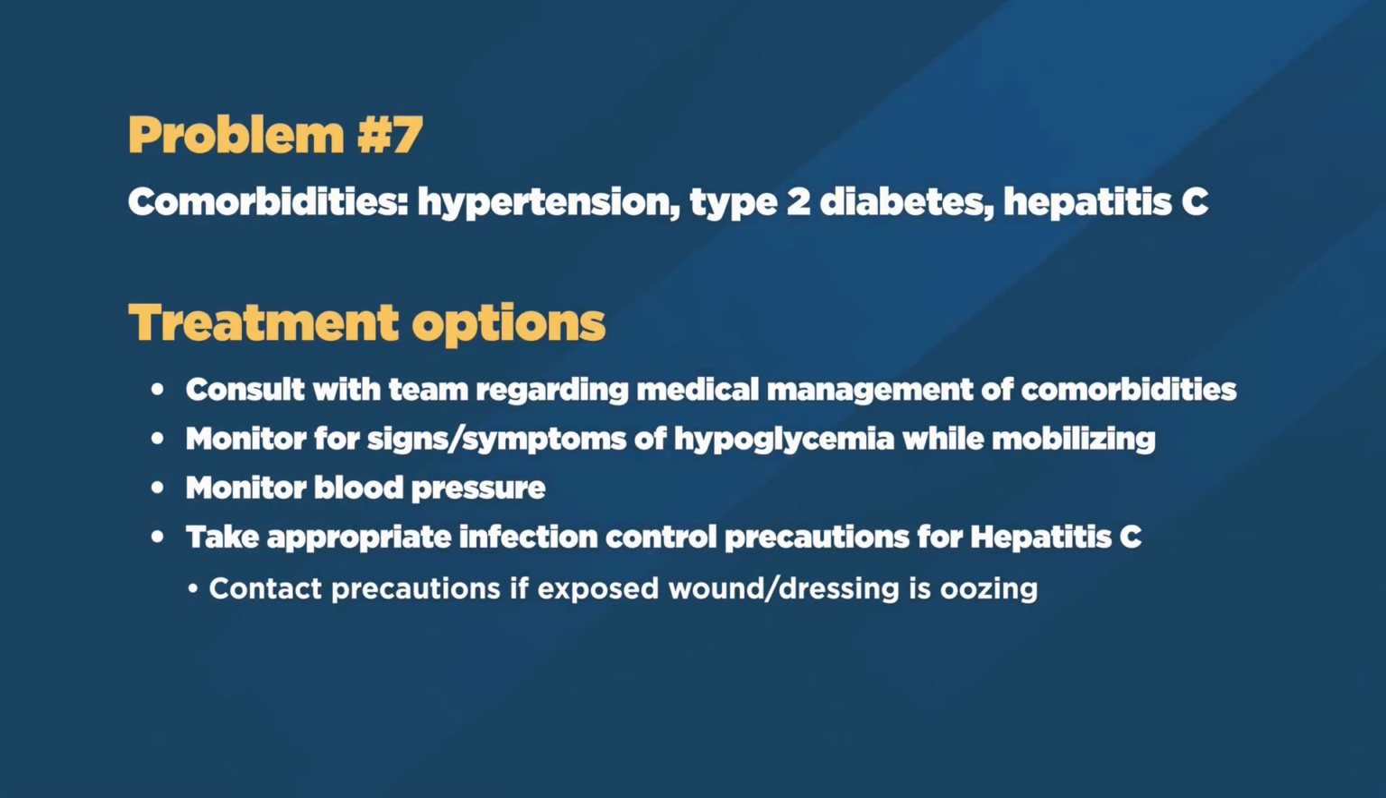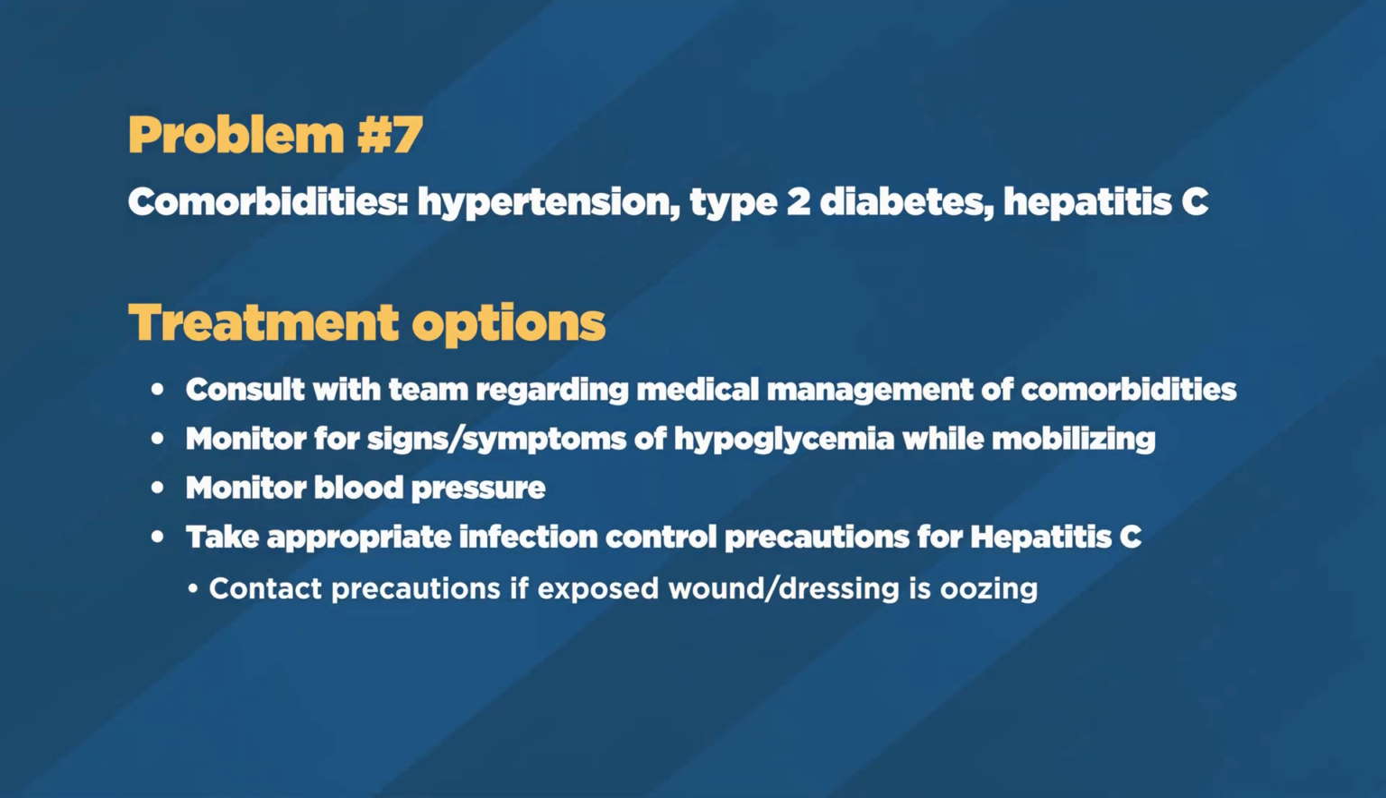Problem number 7, comorbidities: hypertension, type 2 diabetes, and hepatitis C. So treatment options could include consulting with a team to ensure appropriate medical management of the comorbidities. This is a great one to use whenever you are talking about comorbidities. You would monitor for signs and symptoms of hypoglycemia associated with the diabetes and exercise. Monitor blood pressure and ensure the patient is at a safe level to mobilize. The BP must be under 200/110.